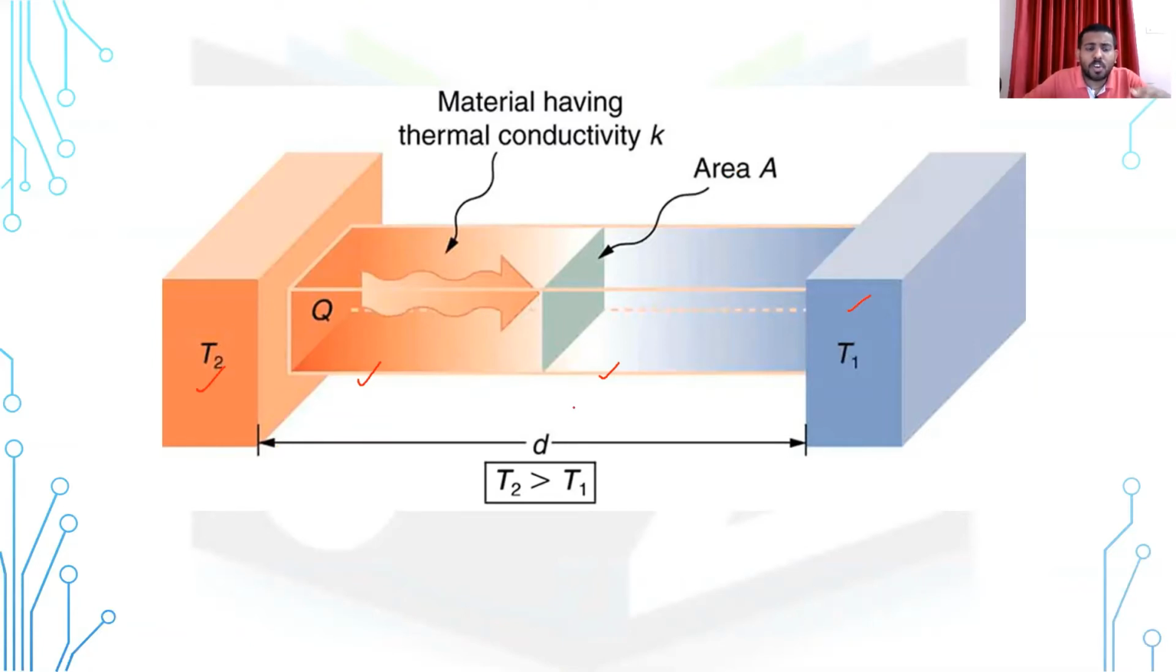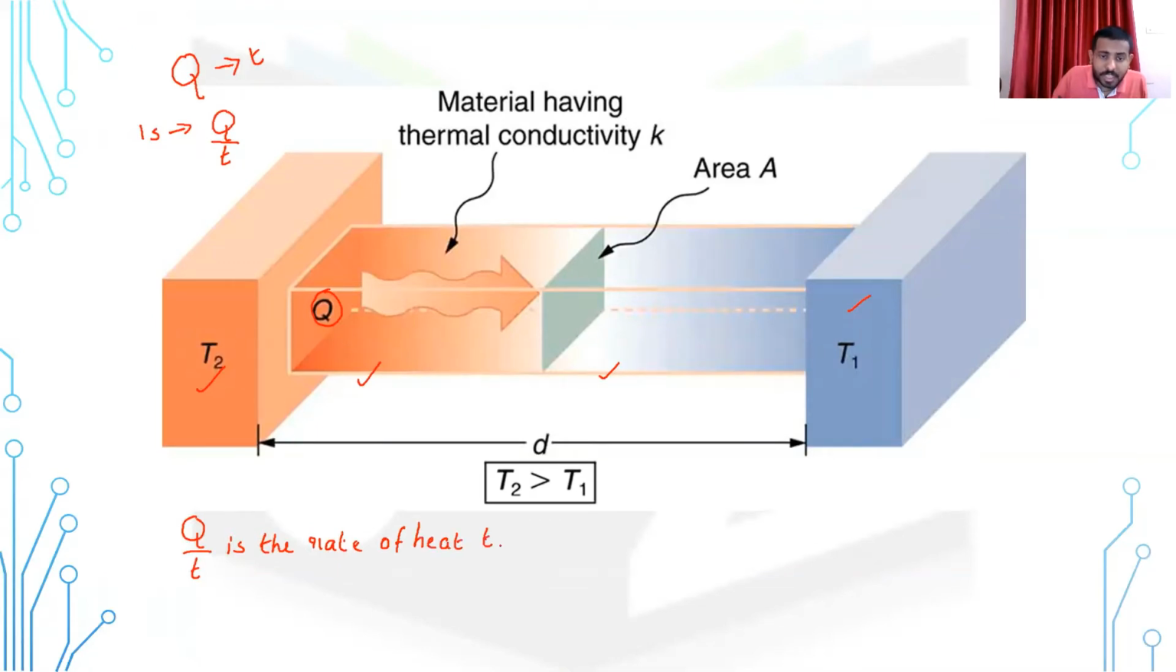The amount of heat transfer is denoted by the letter Q. Let Q be the amount of heat transferred in time t. So in 1 second, the amount of heat transferred can be written as Q by t. Or in other words, Q by t is the rate of heat transfer. That is the amount of heat that is transferred in 1 second.